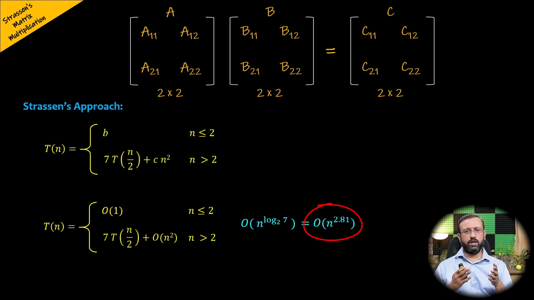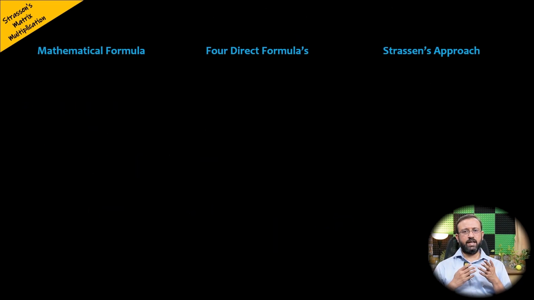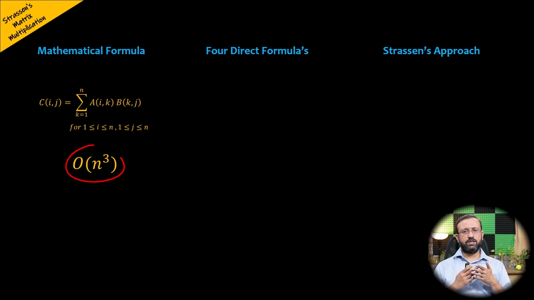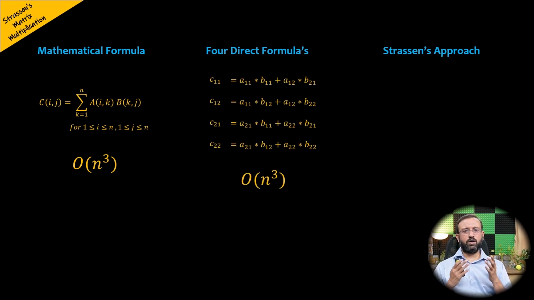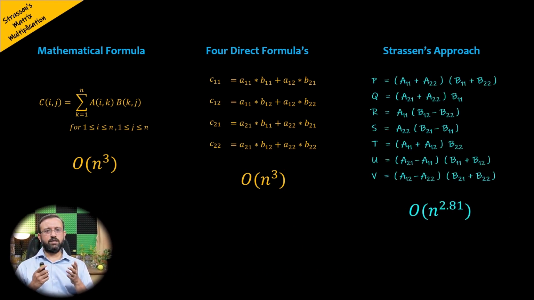Here, n to the power 2.81 may not seem much smaller than n cubed, but since the difference is in the exponent, the runtime performance is significantly better when the size of n is large. To summarize, the algorithm using the mathematical formula takes O(n cubed), as does the divide and conquer approach using the 4 formulas. Strassen's matrix multiplication also uses divide and conquer, but the time complexity is O(n^2.81), which is significantly better than O(n cubed). So this is all about Strassen's matrix multiplication.